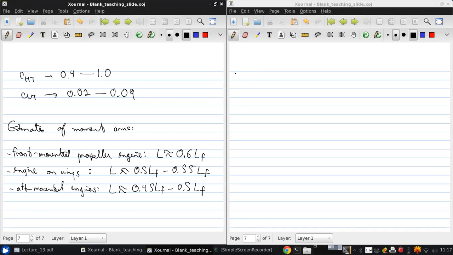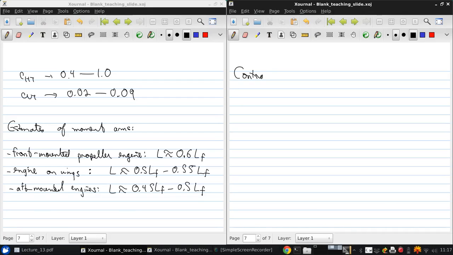Finally, another key aspect of sizing related to both the wings and the vertical and horizontal tail is control surface sizing. Now, we're going to talk next time in much more detail about the role of the control surfaces and how they work together to maneuver an aircraft, but we'll just look at their sizing today.